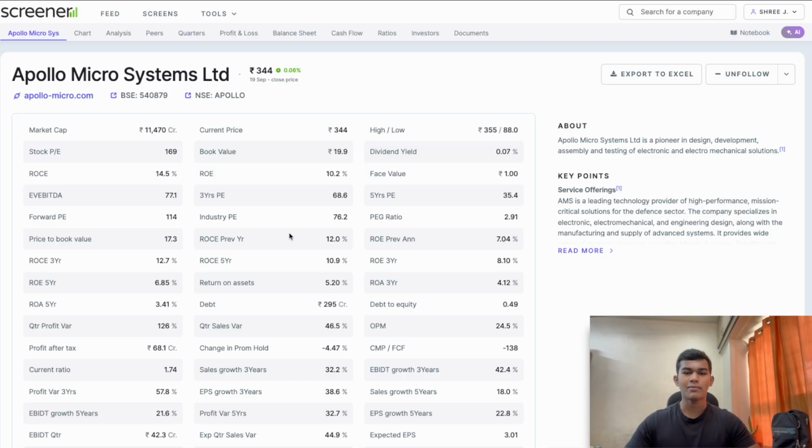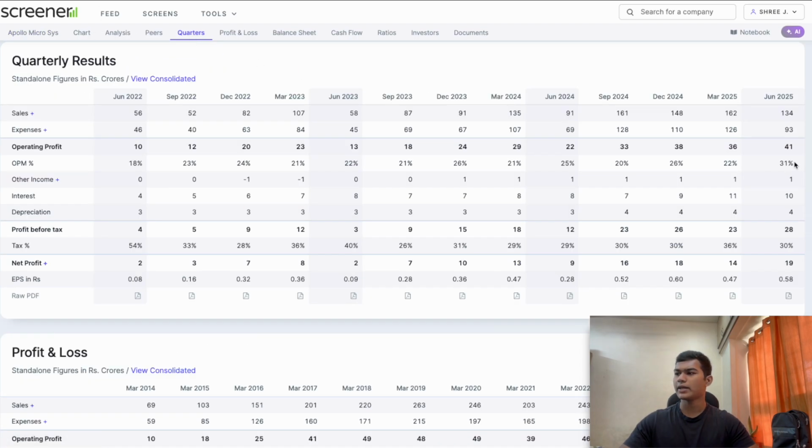So let's understand what margins are. Margins are nothing but how much percentage of the sales a company can convert into its profit. So let's take for example this company, Apollo Microsystem, and if you look at quarters, the company currently has margins of 31%. Means what? The company is able to convert 31% of its sales into its profit. And now it comes to the second part. What are the different types of margins?